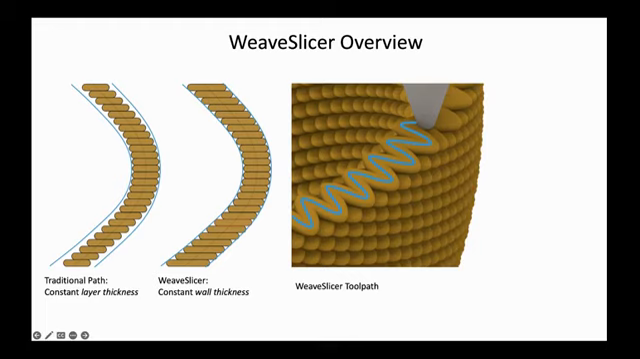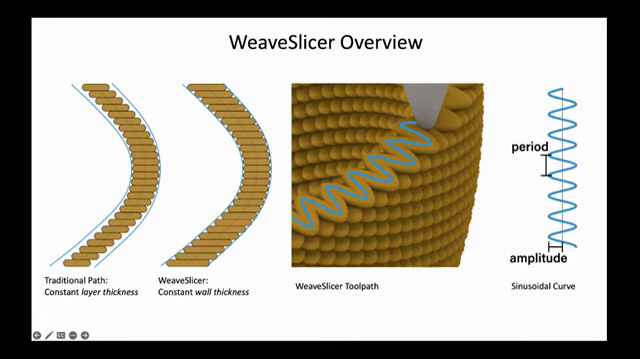We achieved this by using a sinusoidal toolpath, as can be seen here. The thickness of each layer can then be determined by the amplitude of the sine wave instead of the nozzle width. This allows for layer widths to adapt as the form changes.